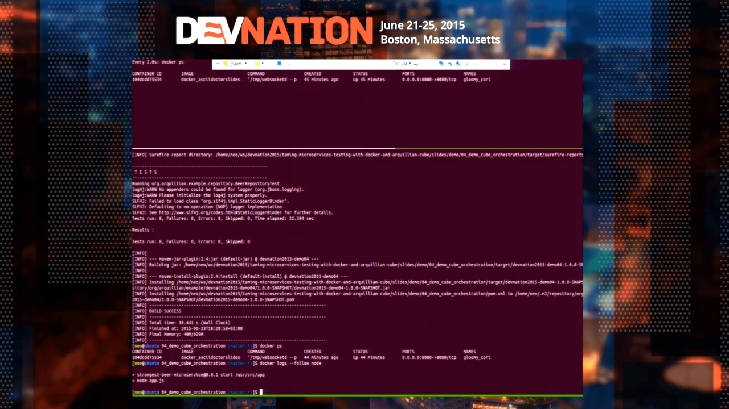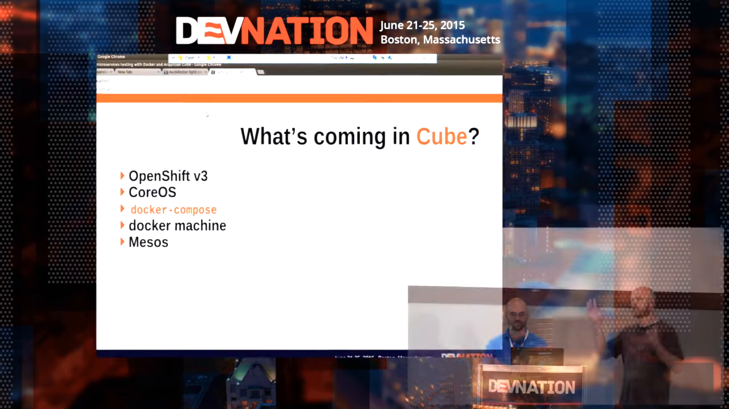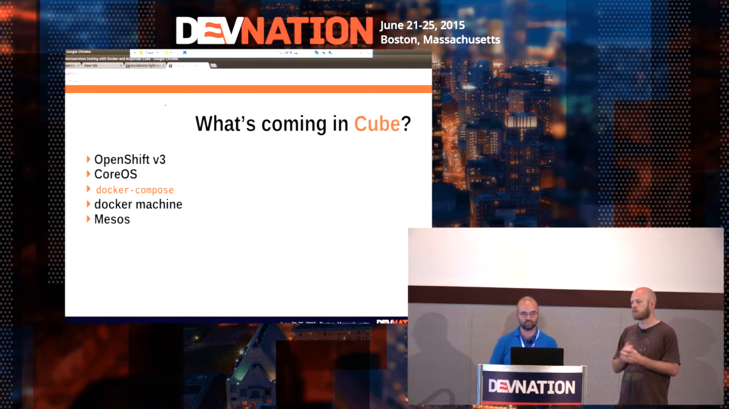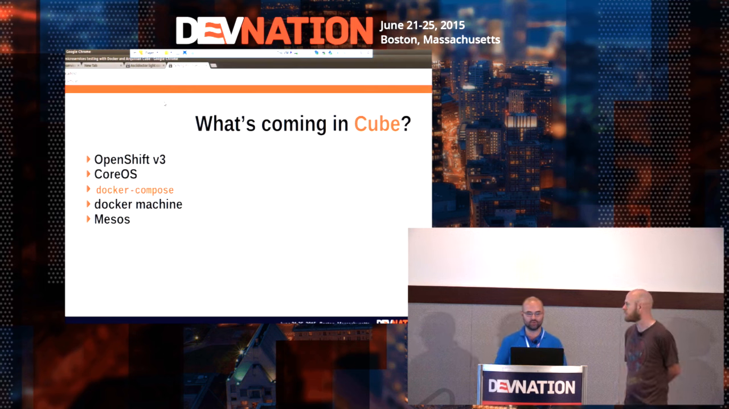We have 2 minutes left, and we only have a bunch of things to share about what's coming next. Cube is still in release, now at Alpha 5. Alpha 6 is coming tomorrow or so. Currently, it's only Docker. OpenShift version 3 support comes in the Alpha 6 version. We're also investigating reusing the Cube structure to support CoreOS, Docker Compose, Docker Machine, and Mesos. So Cube will be the Swiss Army knife for containers.